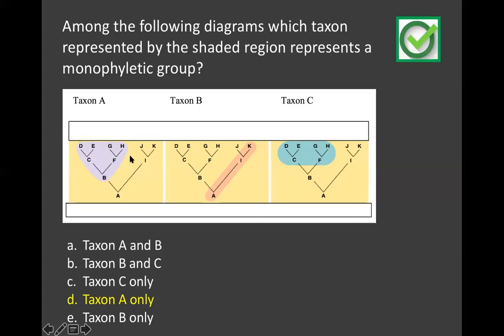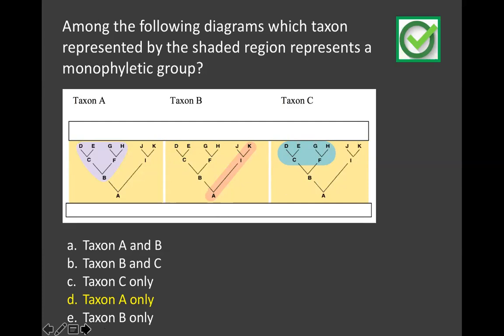This is the only one that has the common ancestor and all of its descendants in the shaded region. This one has a common ancestor, but just these descendants and not including those. So that would be a paraphyletic group. Whereas C represents all of these descendants, but doesn't include their common ancestor. So that's a polyphyletic group.